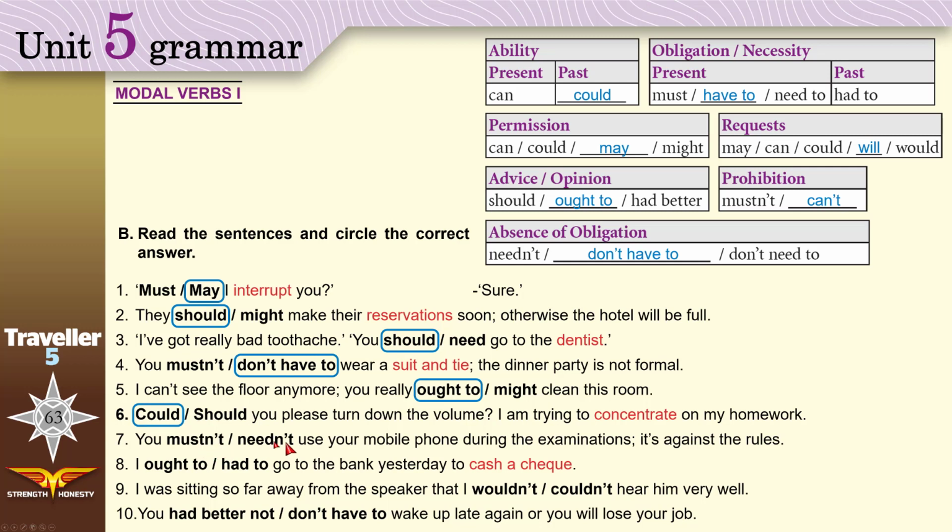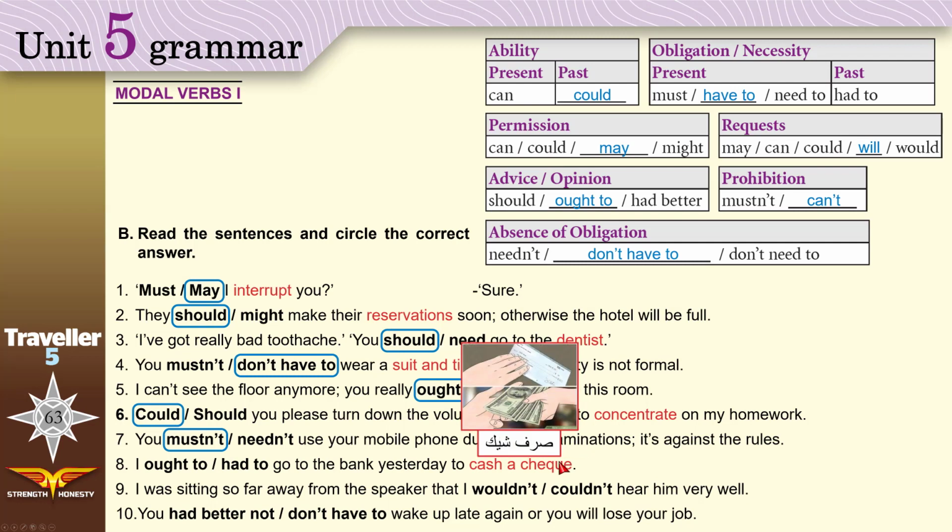You mustn't or needn't use your mobile phone during the examinations, the tests. It's against the rules. It's illegal. You mustn't. Prohibition.